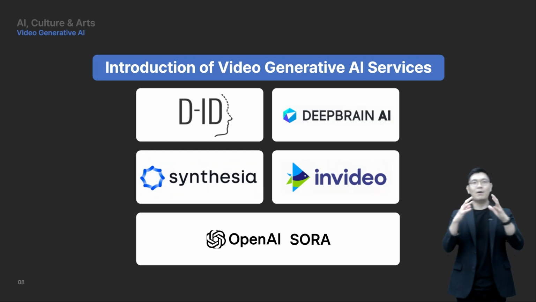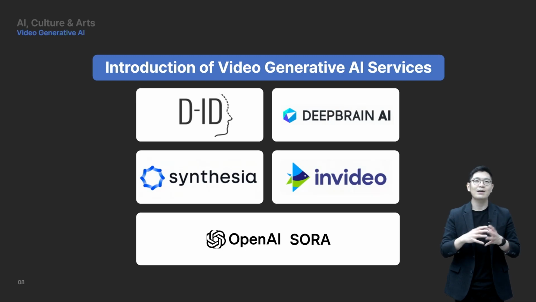Furthermore, there are a lot of generative video AI services worldwide. For example, D-ID, DeepBrain, Synthesia, InVideo, and OpenAI Sora. D-ID generates a video of an avatar speaking a script that users enter. Also, DeepBrain AI offers a similar function, but allows users to edit details such as avatar type in the finished videos.